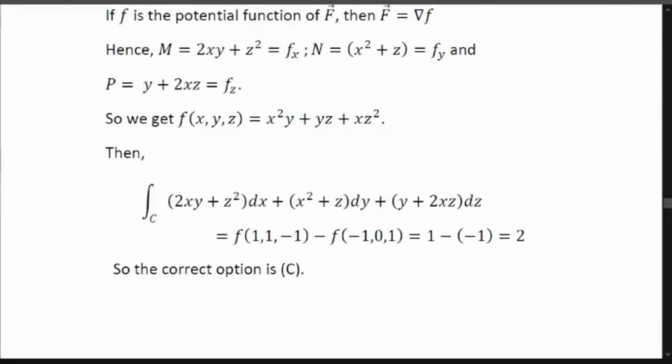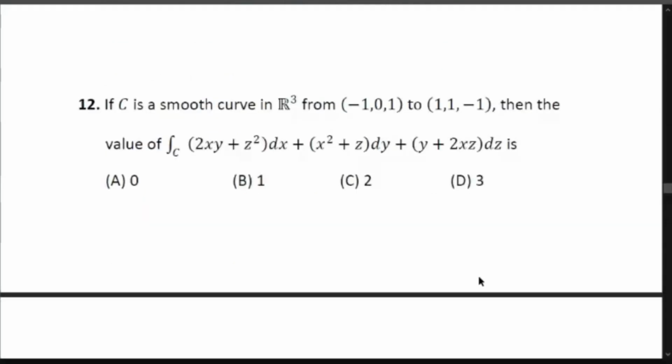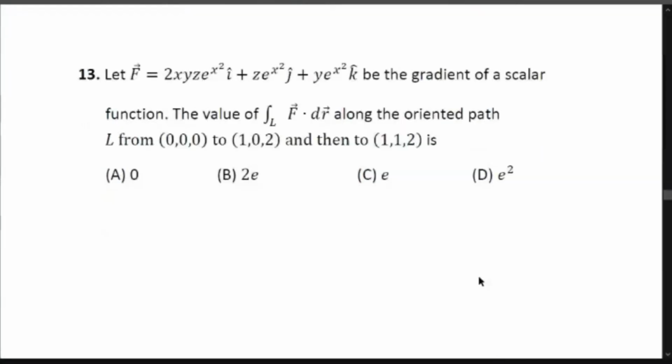Okay, so it is all about understanding. This question is about a conservative field. So this question, I will just show you the question. This is again a question for conservative field. Let f is equal to 2xyz e raised to x square i plus z e raised to x square j plus y e raised to x square k be the gradient of a scalar function. From that, you can understand that this is a conservative field because it is a gradient of a scalar field.